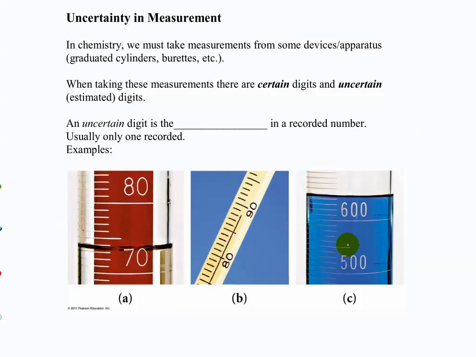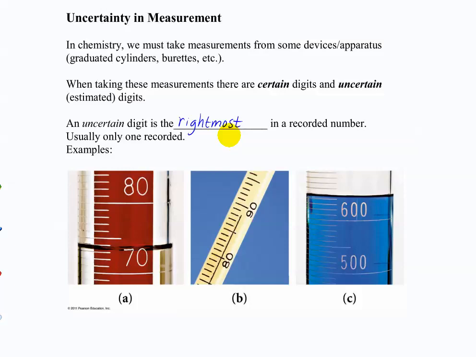There is always one uncertain digit in a measurement. Just one. And it is the rightmost number in a recorded number. We'll write that down here. And that's what a significant figure means. If your number is 1.234, that means that the 1 is certain, the 2 is certain, and the 3 is certain, and the 4 is estimated. And that's why you have 4 significant figures. Those 4 are significant.